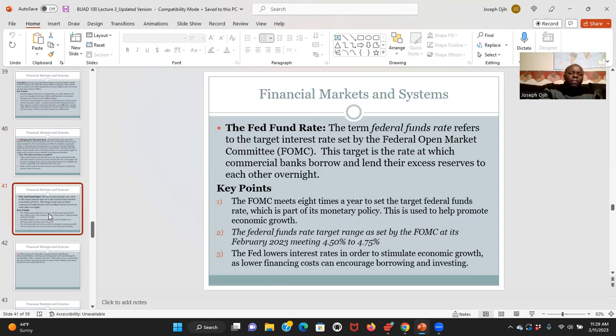There's one particular aspect, we call it the federal fund rate. I'm sure you must have heard of this.